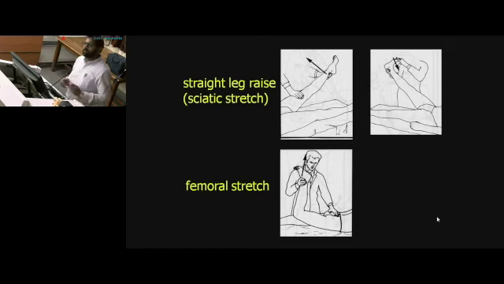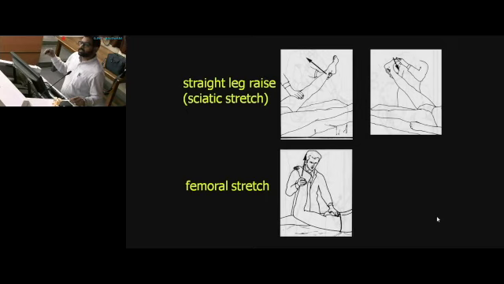If you start elevating the limb and the patient, at say 30 or 40 degrees, says he is having pain radiating down his limb, then it is a positive SLR. If the patient reports pain beyond 70 degrees, then it is not a positive SLR. Positive SLR is between 30 and 70 degrees of angle with the horizontal. And this sciatic stretch or SLR test is generally positive in discs at L4-5 and L5-S1.